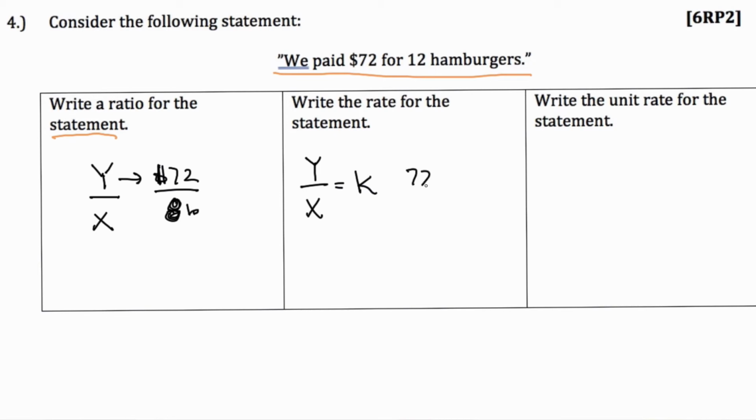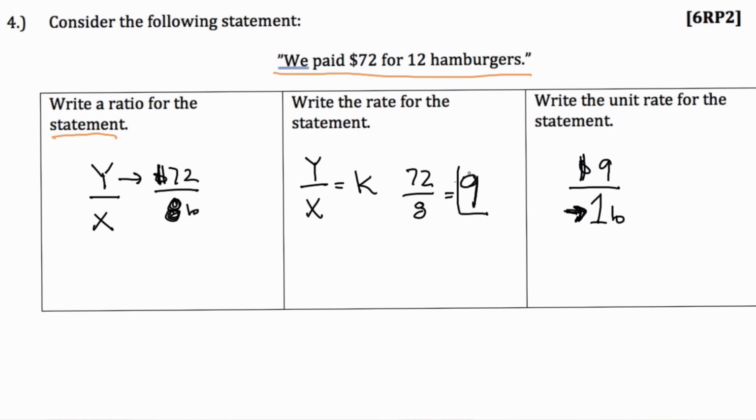So 72 divided by 8 is going to equal $9, right? And actually, I should leave the unit off of there. It just equals 9. So our rate is going to be 9. And in the next statement, we're going to try and understand what that means. The unit rate for the statement means that I pay $9 for one burger. The unit being each thing, $9 per unit. In this case, the units we're counting are hamburgers.